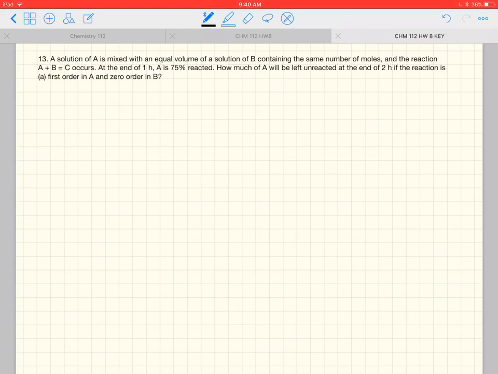All right, we have a chemical reaction here that's first order. And it's important to realize that we start out with 100% of A. And after 1 hour, it says right here, 1 hour, 75% of this substance reacts. So it means 25% remains. So it goes from 100 to 25 over 1 hour.